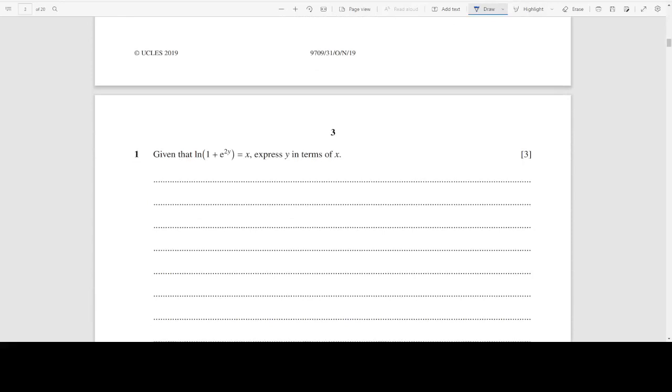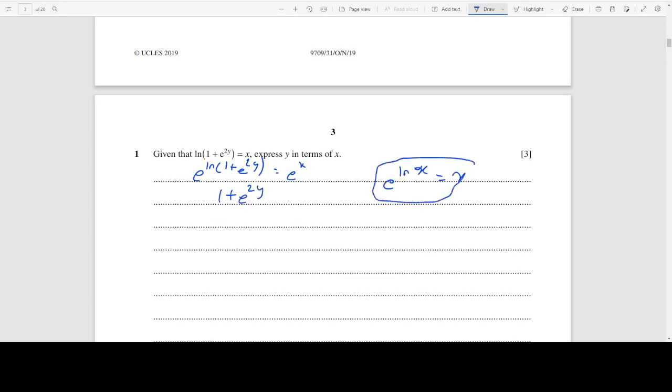So given that ln(1 + y) is 2x + y, in terms of x, okay, very well. Oh, we can raise to e on both sides. You know, e raised to ln of x is always equal to x, so we are just using this rule. So 1 + e^(2y) equals e^x, e^(2y) equals e^x − 1.